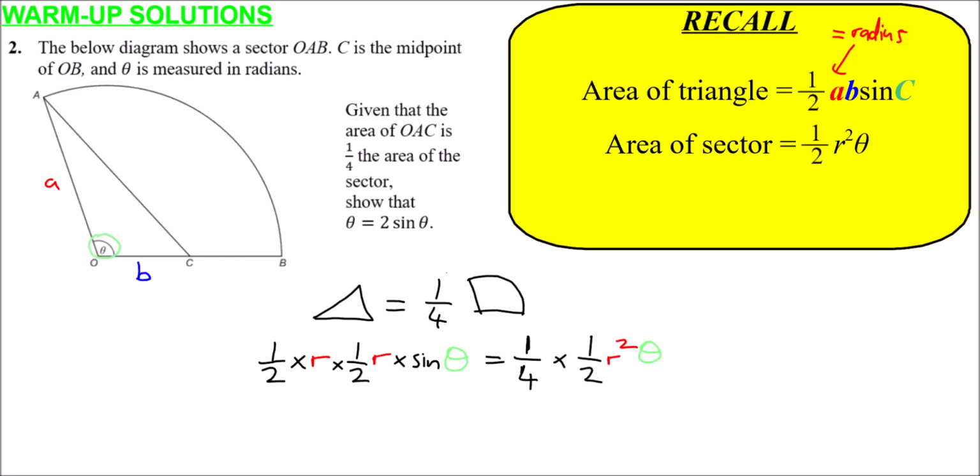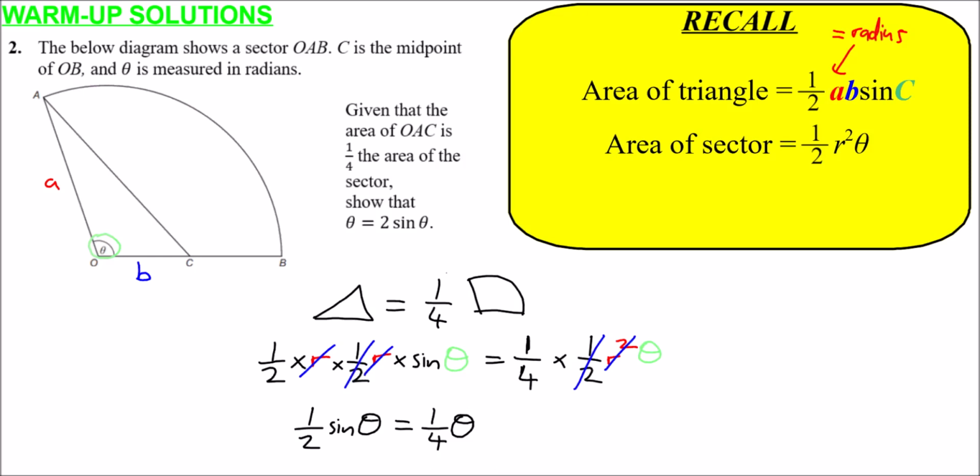So now what we can do is actually do quite a lot of cancellation and simplifying. So we see here we've got a half and an r squared. In fact, we can cancel off that half with that half. We can divide through by r once and then again, divide through by r twice, 1, 2. That'll cancel off the r squared here. So what we have on this side is a half sine theta. And over on the right hand side, just a quarter times theta.